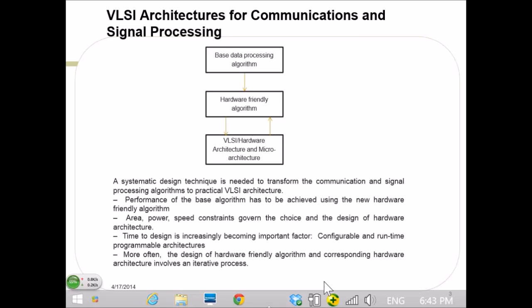Or even if you're doing it on a processor, you want to spend less execution time, whether you're implementing in a DSP or a general purpose processor. So we start with the base data processing algorithm, simulate in C or MATLAB, and then try to see what is the most hardware friendly algorithm. For this, you need to have an understanding of both the algorithm complexity as well as how it translates into the hardware. And usually it's an iterative process.